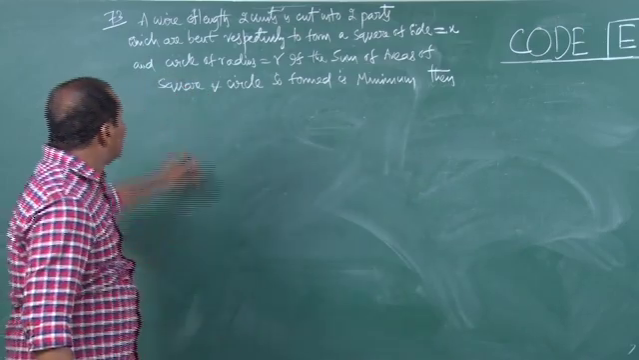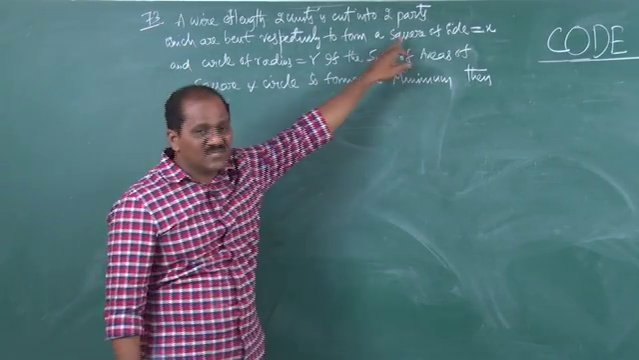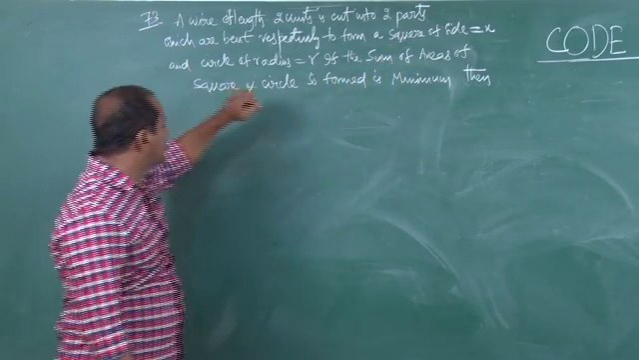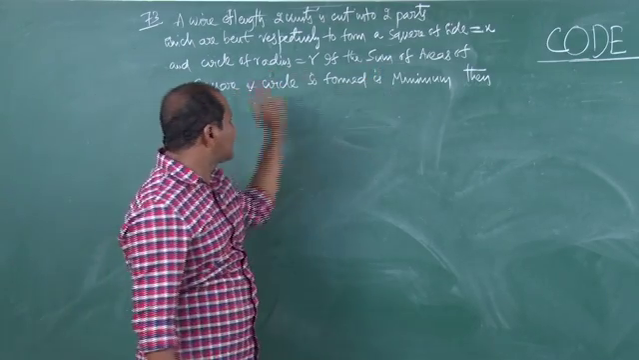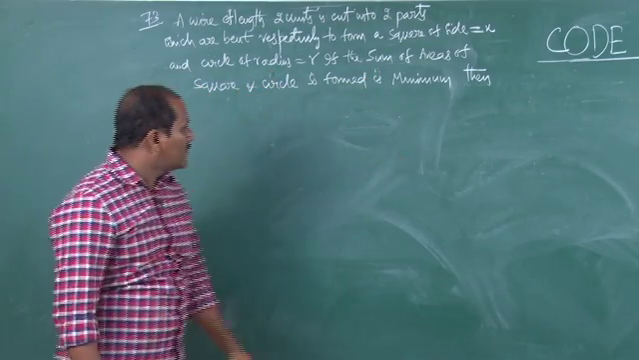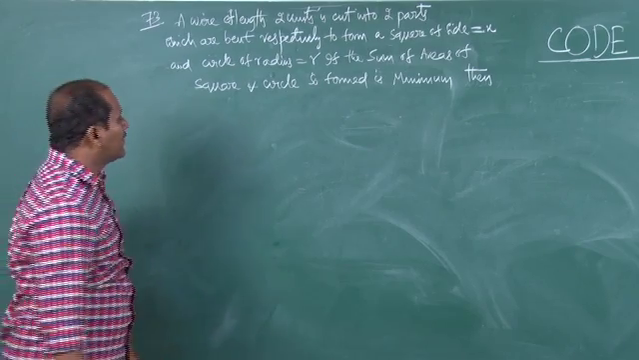Next question: a wire of length 2 units is cut into 2 parts. With one part a square is formed of side length x units, with another part a circle is formed with radius r units. If the sum of areas of the circle and square so formed is minimum, then find the relation between x and r.